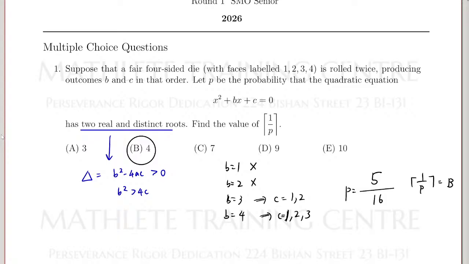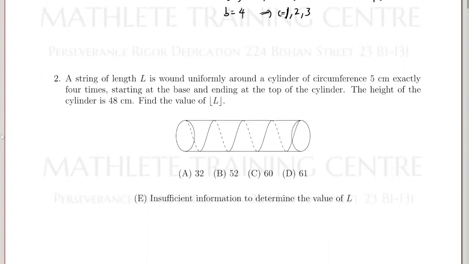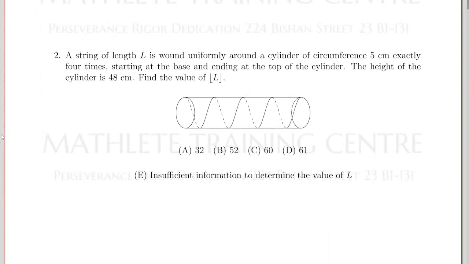Next, question number 2. A string of length L is wound uniformly around a cylinder of circumference 5 cm exactly 4 times. Find the value of L, rounded up. First we can split it up into 4 parts. Each part goes to the back of the cylinder, comes to the front again, and goes up again, and so on. It kind of looks like a sine wave, except that it's actually in 3 dimensions. For one single part, we can try to unravel it.